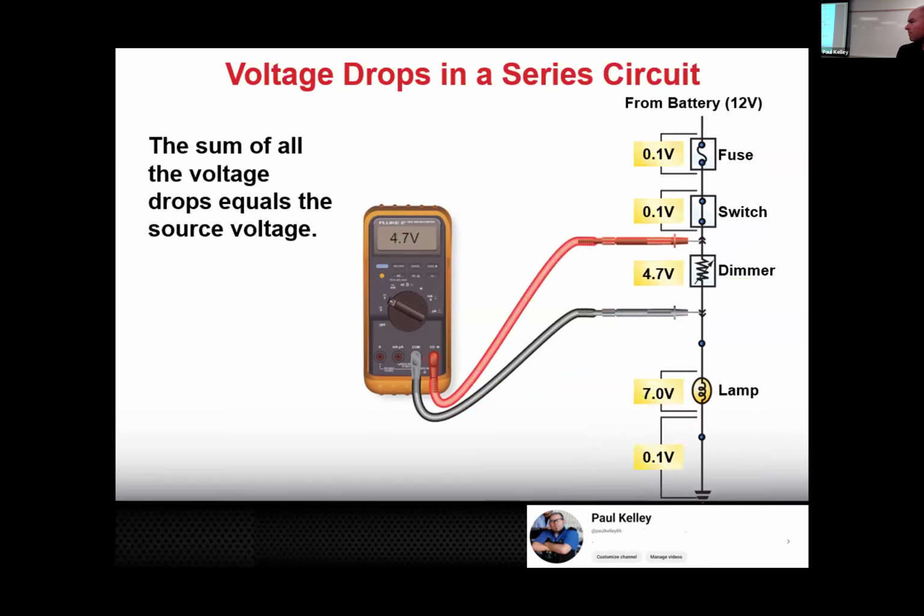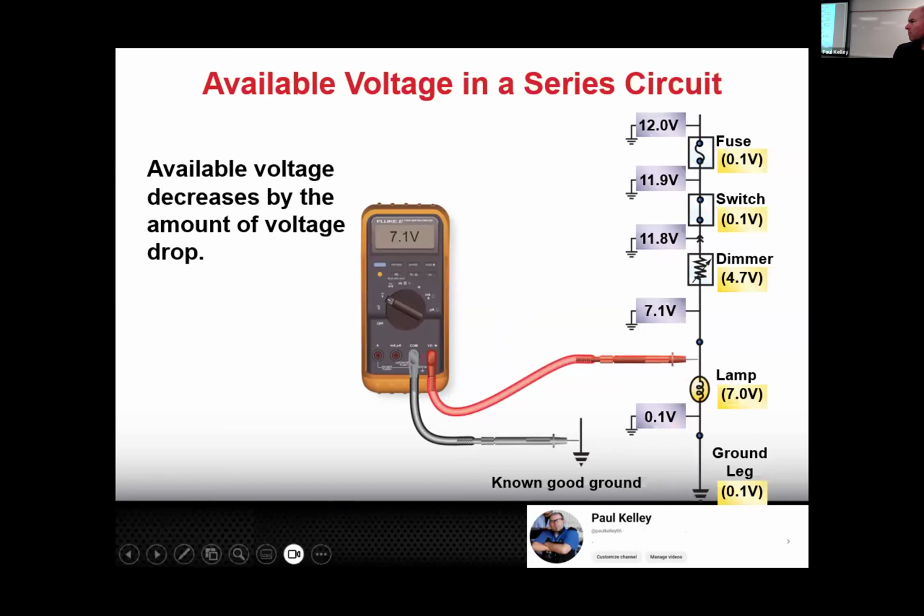So this is a voltage drop, T-Rex arms, and this is available voltage where you're probing at multiple points. If anybody's old school and used a test light, this is what a test light did. You'd clip this bottom to the ground, and you'd poke your little light here, and you'd see, is it bright, is it bright, is it bright? Oh, it got dim. So it was bright here, it was dim here, something's wrong.